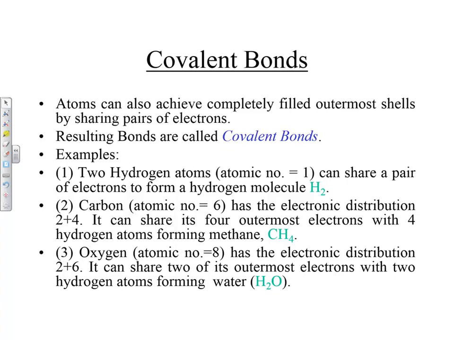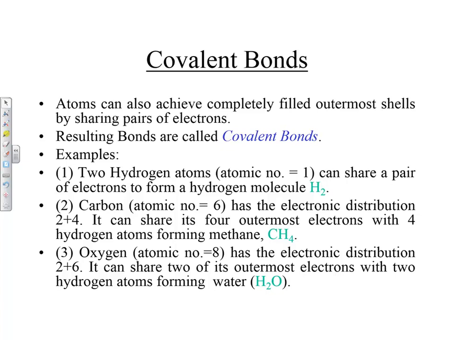Similarly, carbon has got an atomic number of 6. So if you look at the electronic distribution of carbon, in the innermost shell you'll have 2 electrons, then in the next shell you'll have 4, okay? But you need 8 electrons in this second shell in order to have a completely filled outermost shell. So this carbon atom, with these 4 electrons, could share each of these electrons with one hydrogen atom, forming this gas methane, CH4.